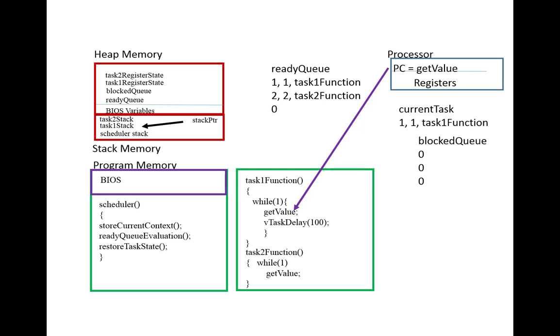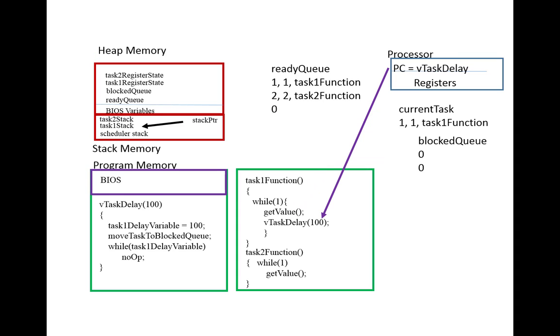We might get a value, which is great. Then we're going to hit vTaskDelay. By the way, notice that the task1 stack at this point has task1 function and get value as function calls. Then we're going to go to vTaskDelay. That is a function that's in our real-time operating system, and in this case what we're telling the system is we want to stop this task for 100 milliseconds. We want to have this task not run for 100 milliseconds.